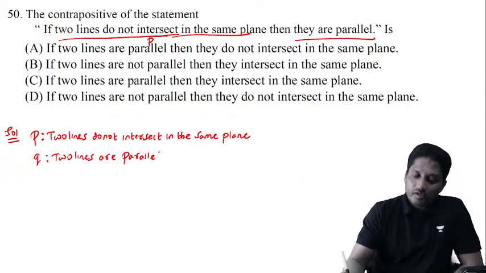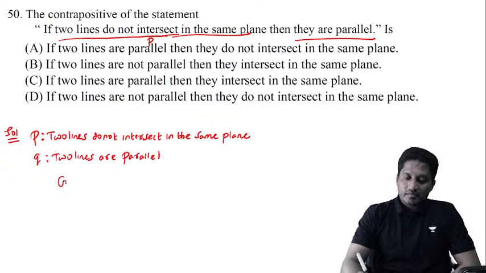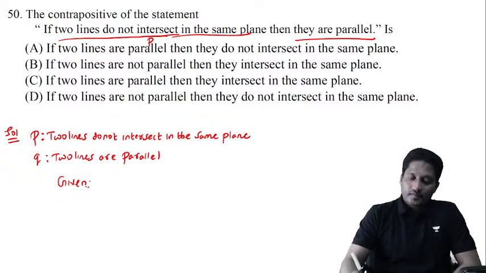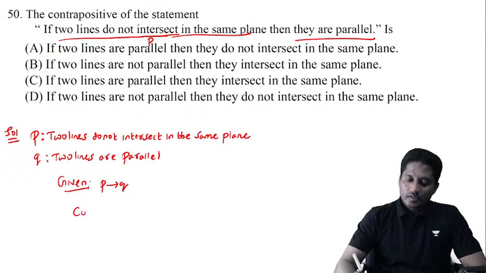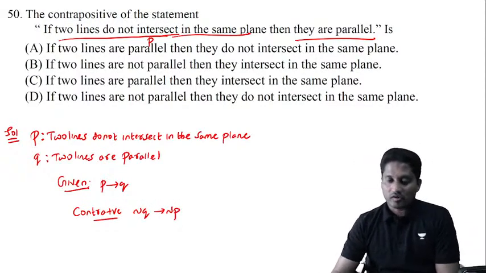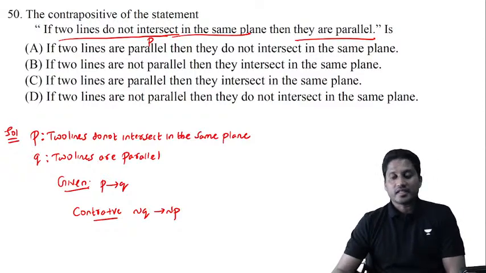I'm supposed to find out what is the contrapositive. So the given statement becomes P implies Q, right? If this is P implies Q, the contrapositive will be negation Q implies negation P. That is, if two lines are not parallel, then two lines intersect in the same plane.